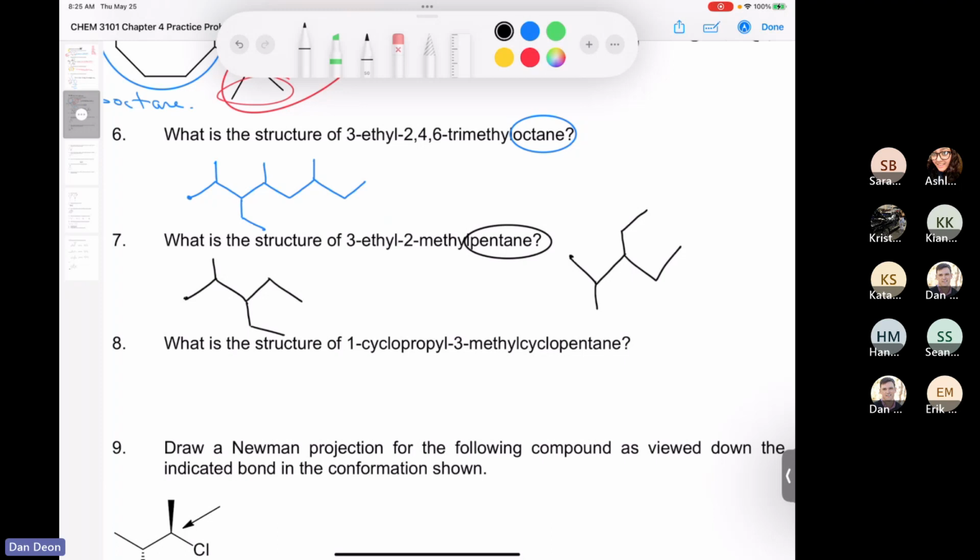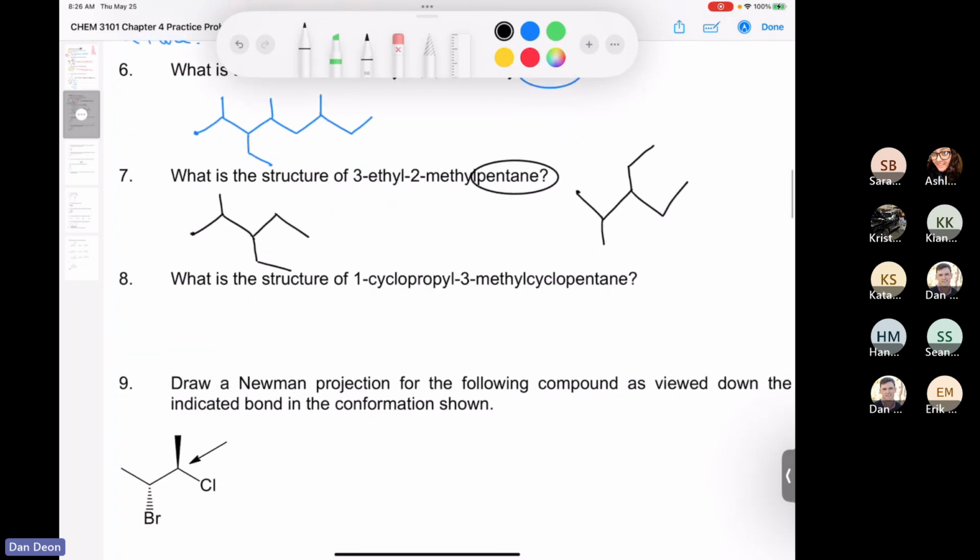All right. The next one, you have 1-cyclopropyl 3-methyl cyclopentane. So our parent is going to be cyclopentane. So we're going to scribble a cyclopentane down here. On the first carbon, we're going to put a cyclopropyl. So a cyclopropyl looks like this. And on the third carbon, we'll put a methyl.